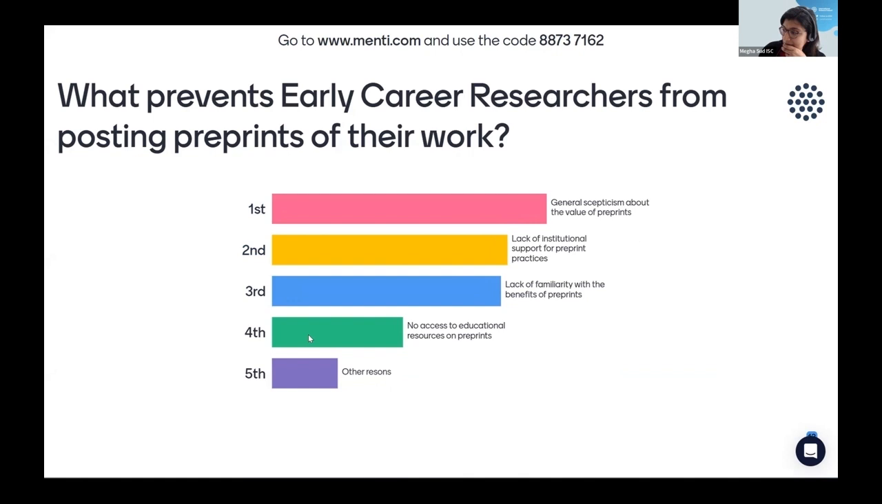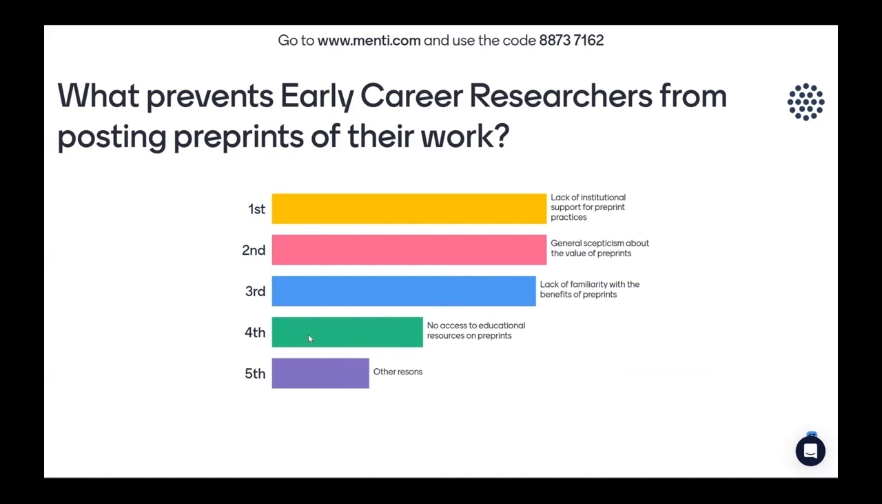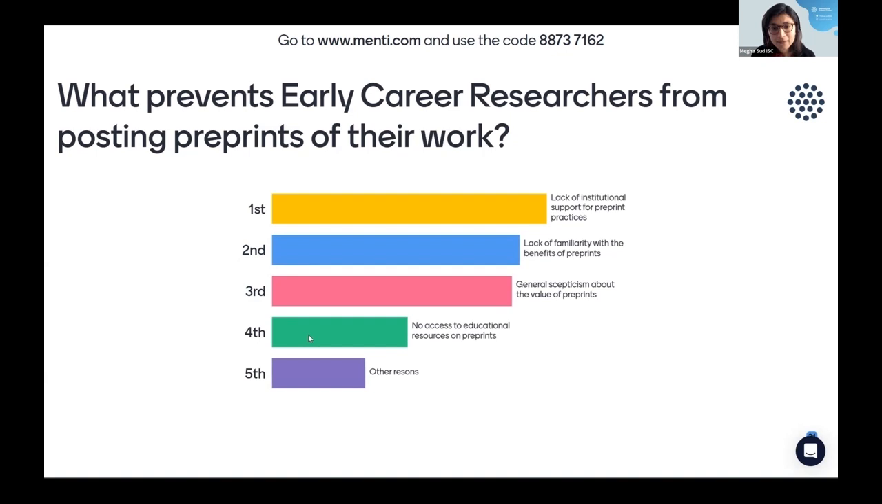It's interesting to see that the general skepticism for the value of preprints is on the top at the moment. That speaks to some of the presentations we've heard earlier on today. We need to work on the awareness building. Other options include that early career researchers may want to go with preprints, but their supervisor doesn't agree or cannot decide.